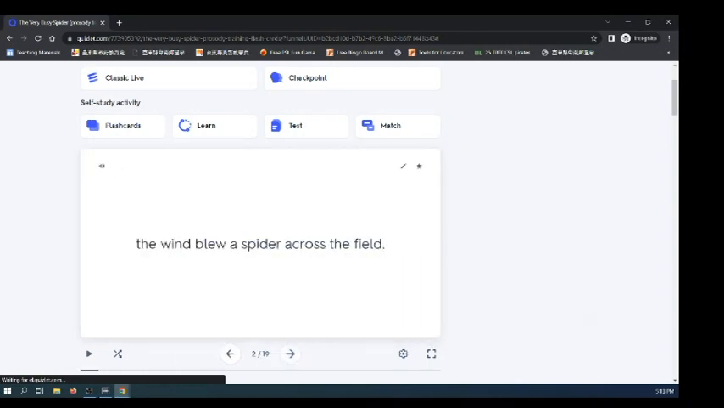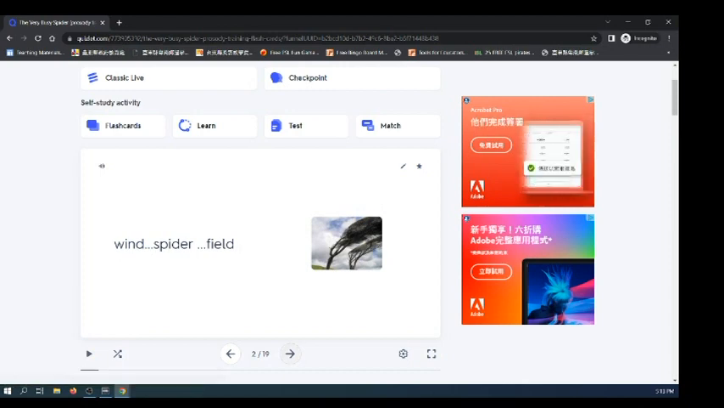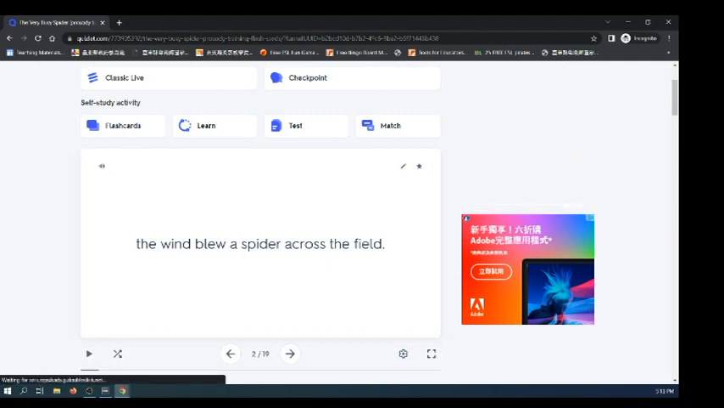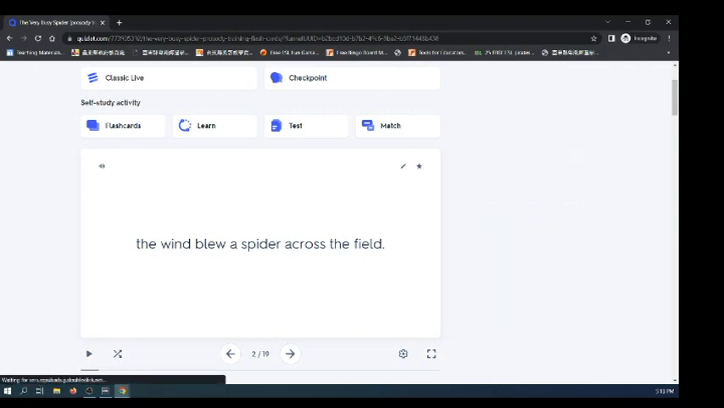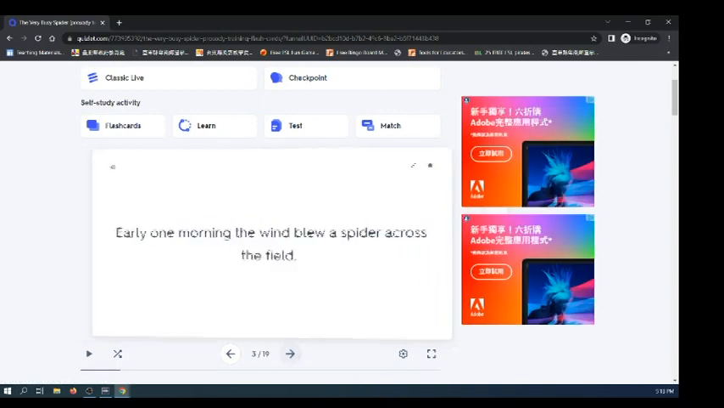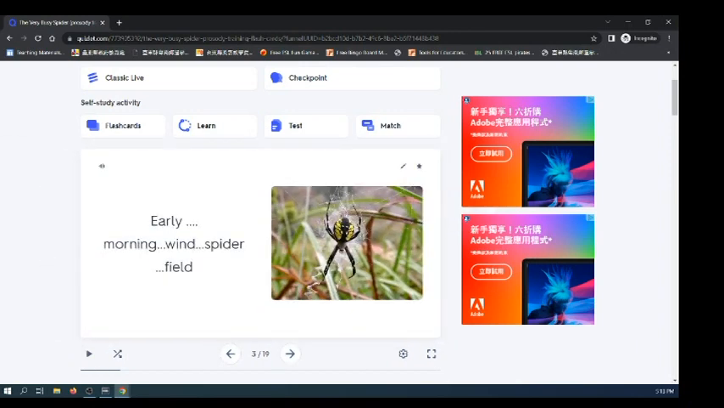Let's try this one. Wind, spider, field. The wind blew a spider across the field. So did you see that the important words are wind, spider, field? Okay, there are certain rules in English prosody. These stressed words are content words. And the content word, let's put it all together now.